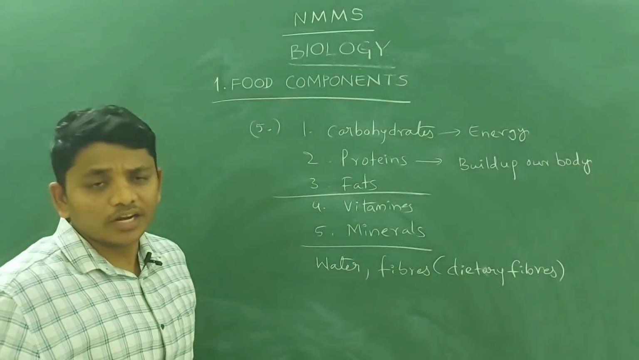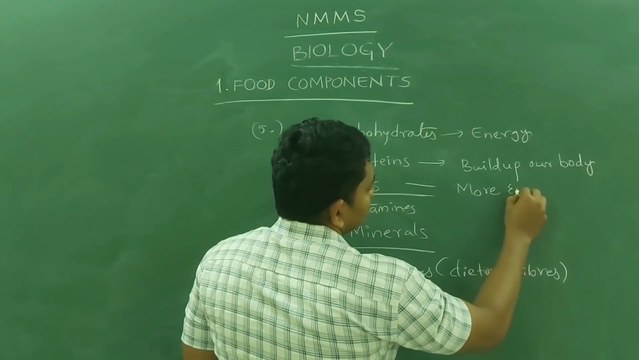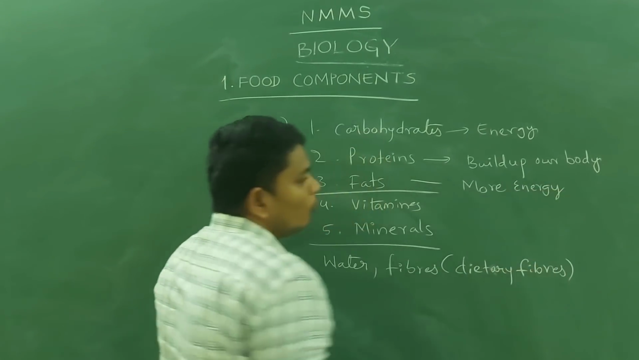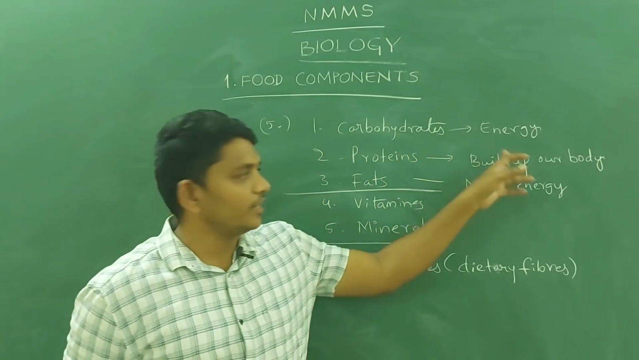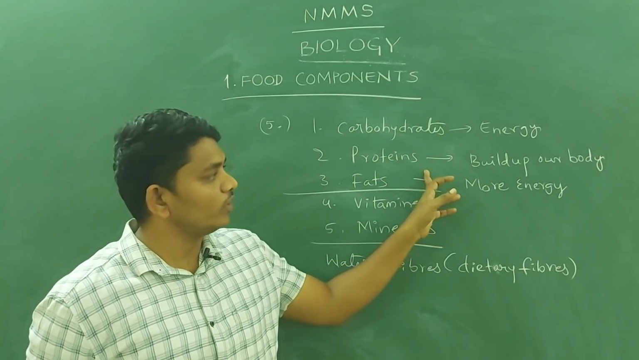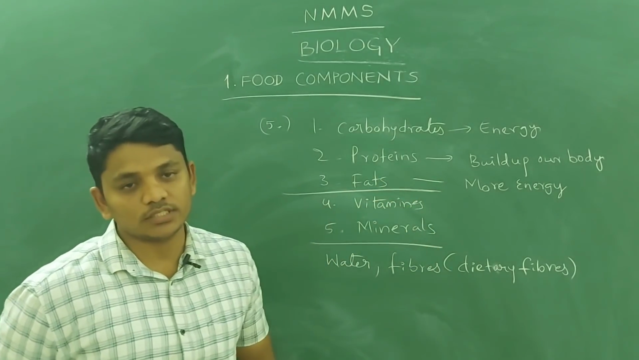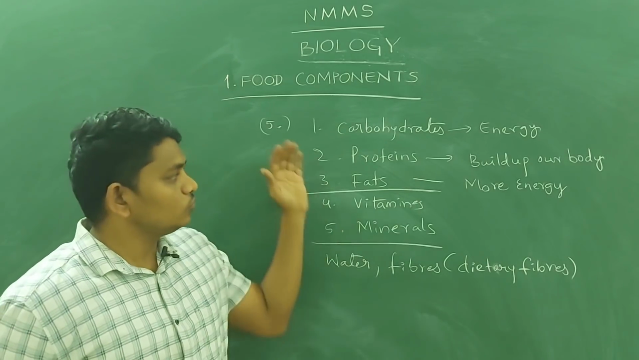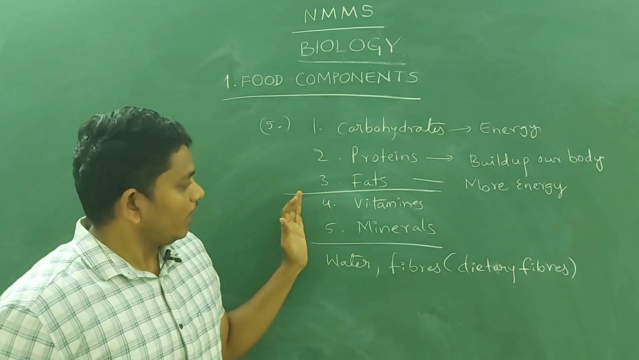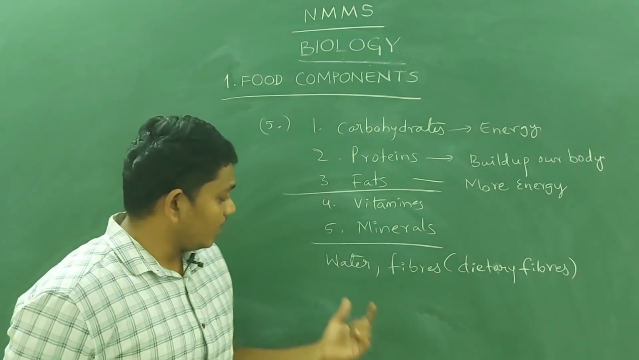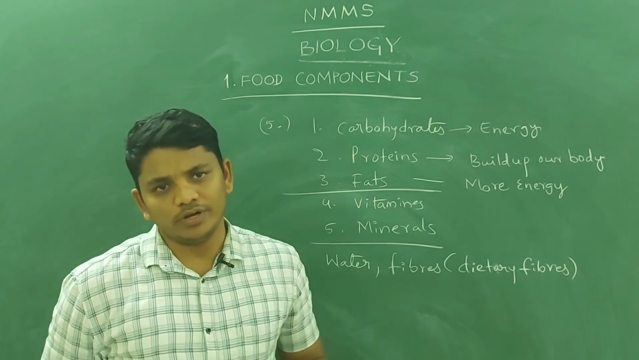And fats give us more energy when compared with carbohydrates. So carbohydrates give us energy, proteins are useful for building up our body, and fats are the more concentrated energy sources in our food. So these are the 3 major food components which our body needs. And vitamins, minerals, water and fiber, these 4 things are needed by our body in smaller amounts.